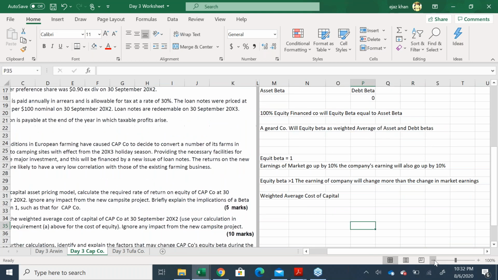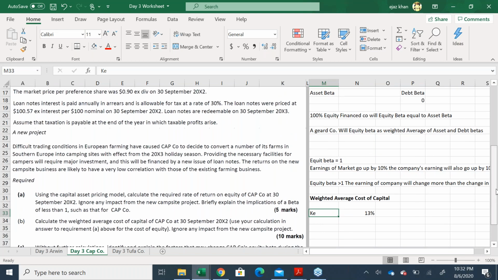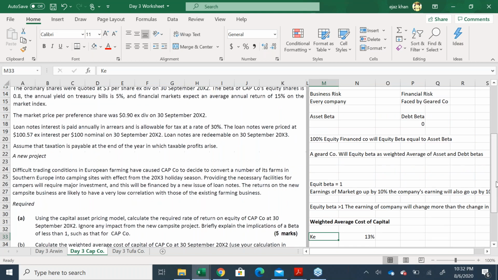Let's calculate weighted average cost of capital. We already have cost of equity, so let me write the cost of equity figure here. 13%. Okay. Now let's go to cost of debt. Let's calculate cost of debt.